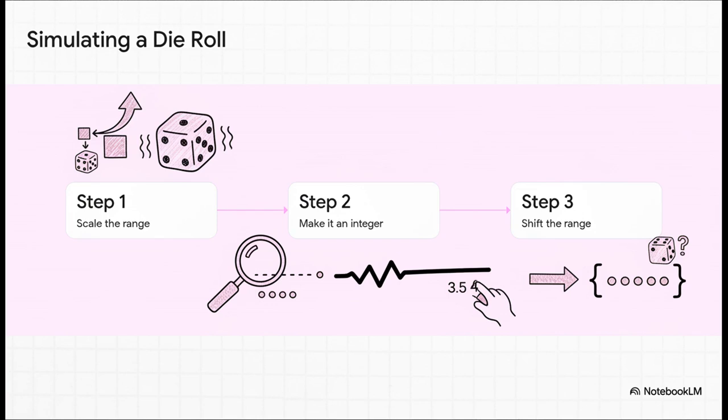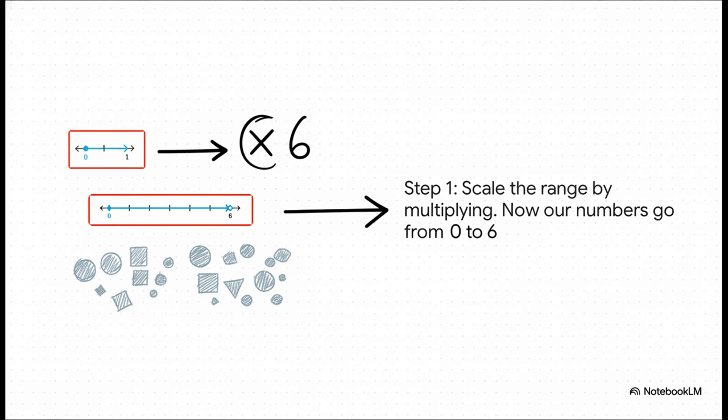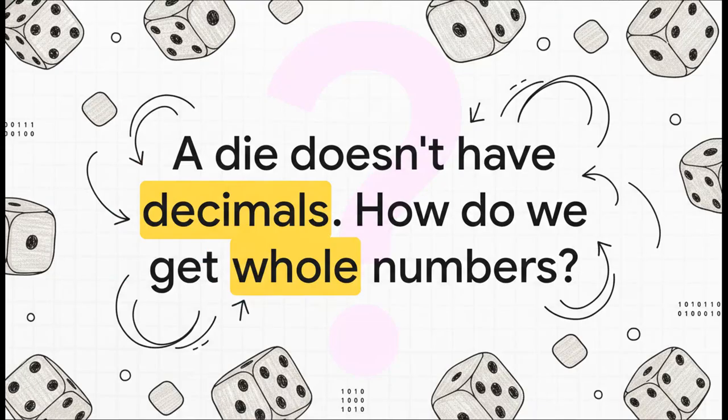First, we're going to scale the range to make it bigger. Then we'll chop off the decimal to make it a nice whole number. And finally, we'll just shift the range over a little bit to get exactly what we need. All right, step 1. We take our random number, which is somewhere between 0 and 1, and we just multiply it by 6. Suddenly, our range is way bigger. Instead of a tiny number between 0 and 1, we now have a random decimal somewhere between 0 and, you guessed it, 6. We're getting warmer, but there's still a problem.